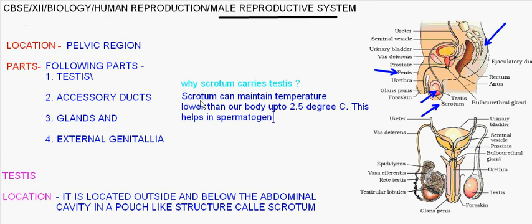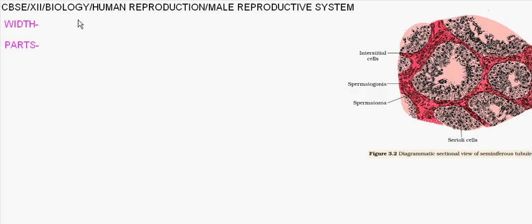Now, next point. Shape of testis. Shape is oval. Now, coming to length of testis. Length is 4 to 5 centimeters and width is 2 to 3 centimeters. Now coming to parts of testis. And it is also covered by a thick covering.